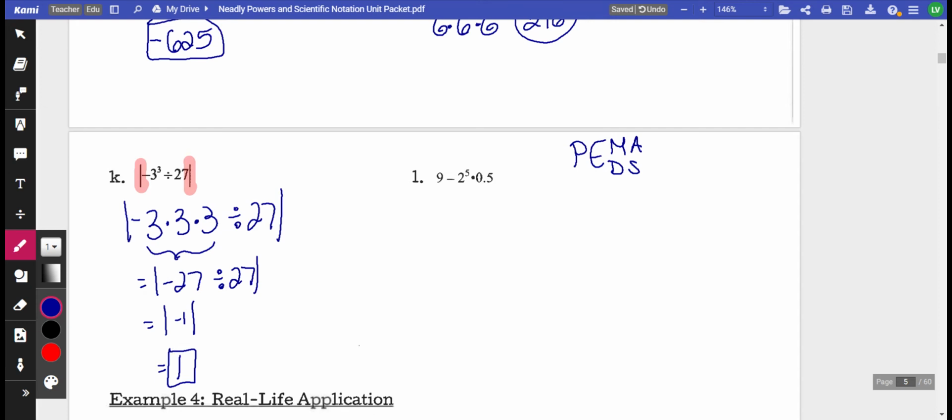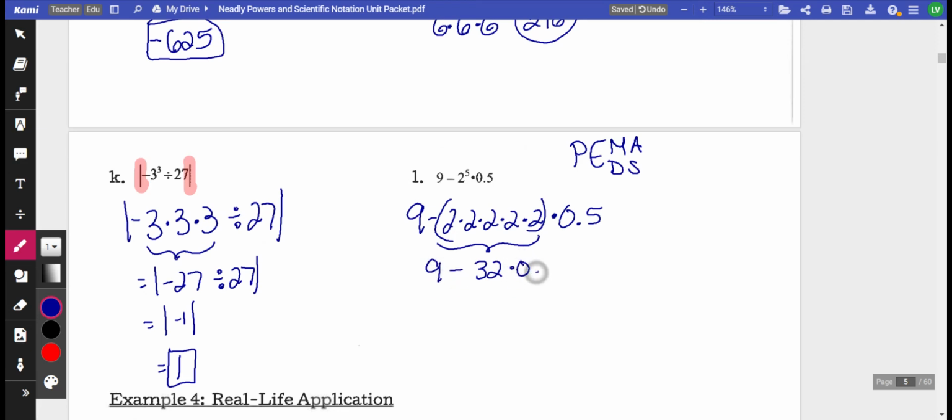All right, letter L. 9 minus 2 to the 5th power, which is 2 times 2 times 2 times 2 times 2, and we're multiplying that by 5/10. Well, 2 to the 5th power gives me 32. So I want to do 9 minus 32 times 5/10.